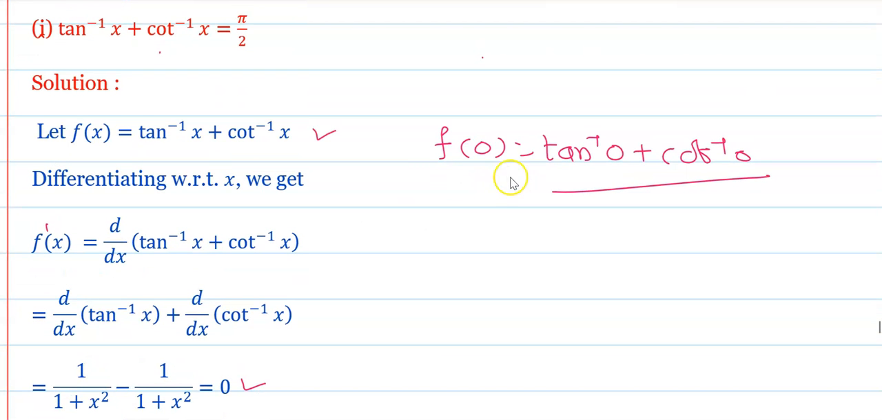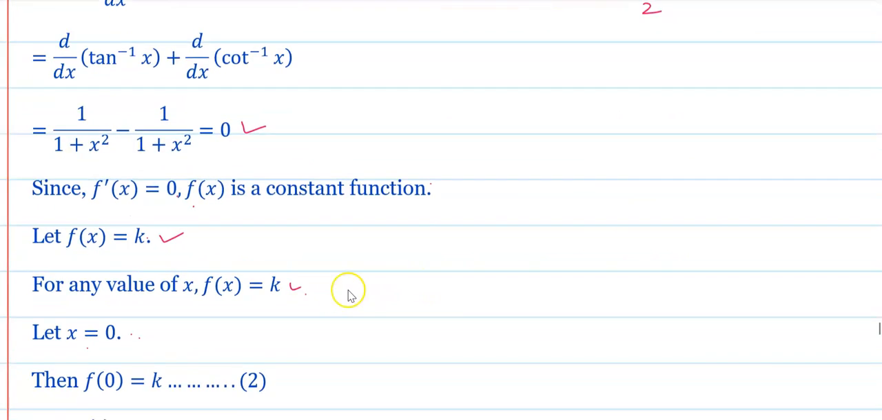मग आपण पुन्हा आपल्या या फंक्शन कडे जाणार. f of 0 is equals to tan inverse of 0 plus cot inverse of 0. But we know that tan inverse of 0 is 0 and cot inverse of 0 is a pi by 2. Okay. Therefore, we write here f of 0 is equals to pi by 2.